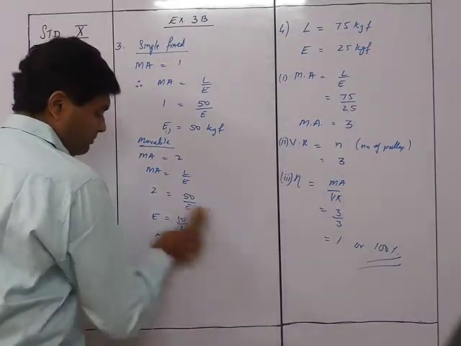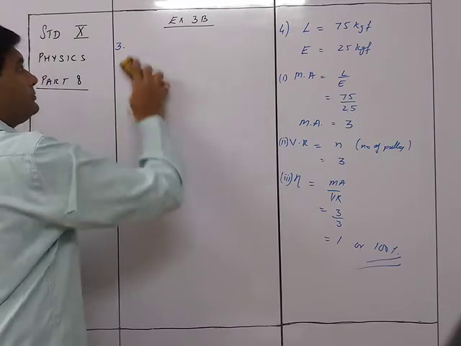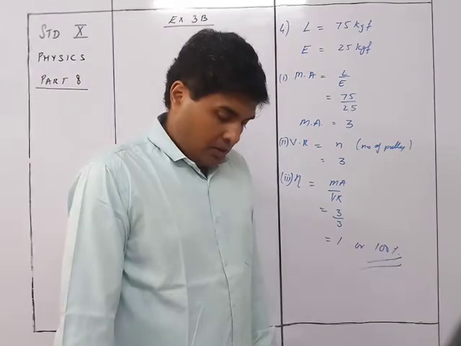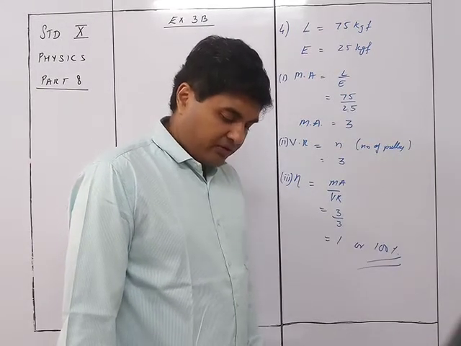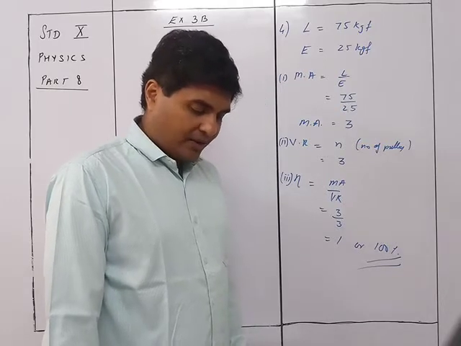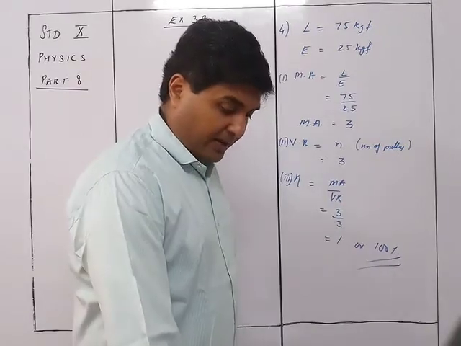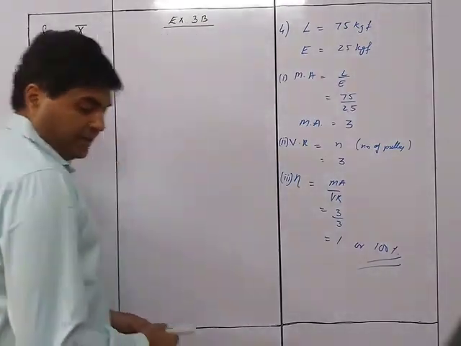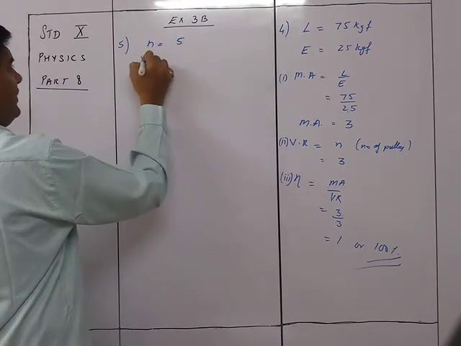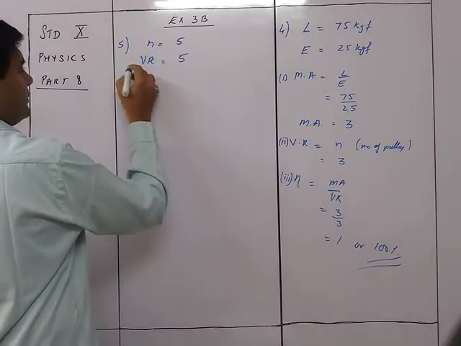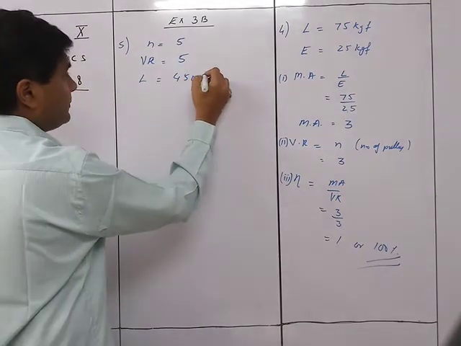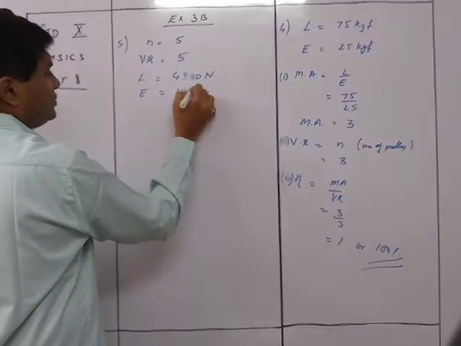Now we move on to sum number 5. A block and tackle system has 5 pulleys. If an effort of 1000 Newton is needed in the downward direction to raise a load of 4500 Newton, calculate the mechanical advantage, velocity ratio and efficiency. So again, it is the same thing. N is equals to 5 pulley. Therefore, VR is equals to 5. Load is given as 4,500 Newton and effort is given as 1000 Newton.